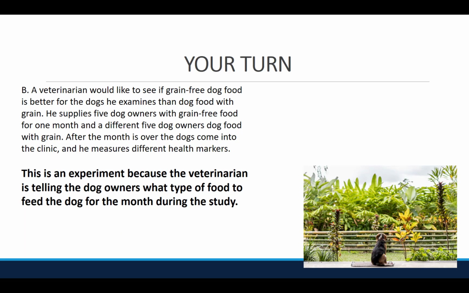A veterinarian would like to see if grain-free dog food is better for dogs he examines than food with grain. He supplies 5 dog owners with grain-free food for 1 month and a different 5 dog owners dog food with grain. After the month is over, the dogs come into the clinic and he measures different health markers. This is an experiment because the veterinarian is telling the dog owners what type of food to feed the dog for the month during the study.